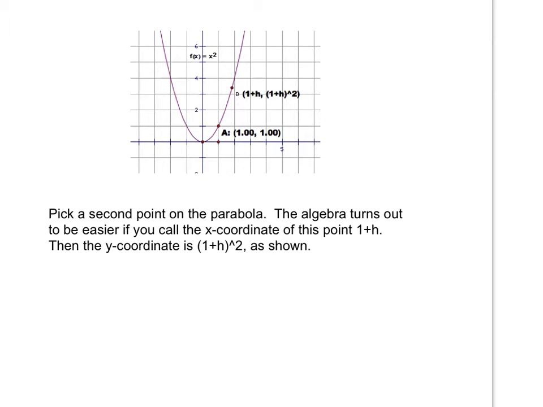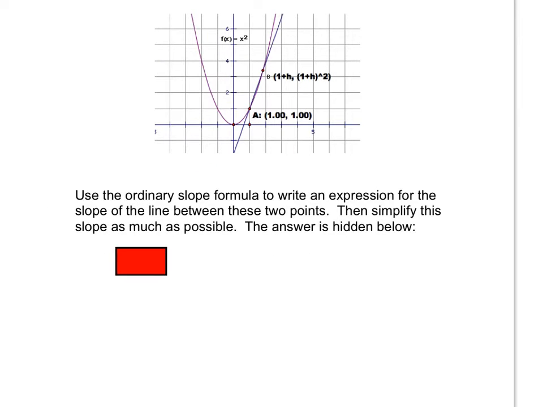We end up with algebra that's more manageable if we call the second point 1 plus h. That is to say that this delta x from here to here is equal to h, and the y-coordinate then becomes 1 plus h quantity squared because we're on the parabola x squared. So we're going to use the regular slope formula to write an expression for the slope of the line between these 2 points. You're then going to simplify this slope as much as possible.